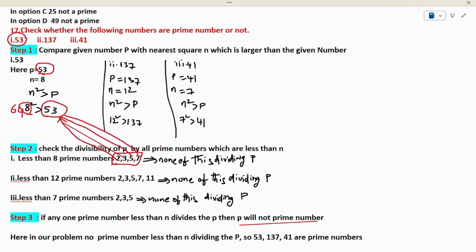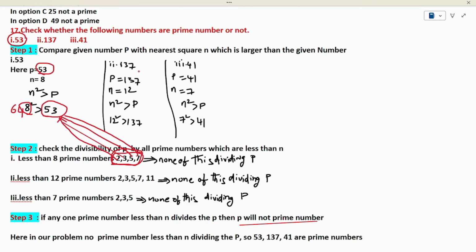If any of these numbers divided 53, then it would not be a prime number. In this case, all these 4 prime numbers are not able to divide 53, so I can say 53 is a prime number. In this manner, we need to identify whether any number is a prime number or not.